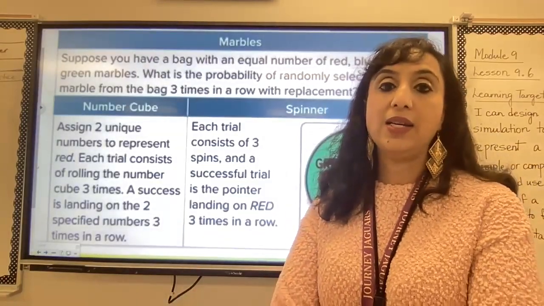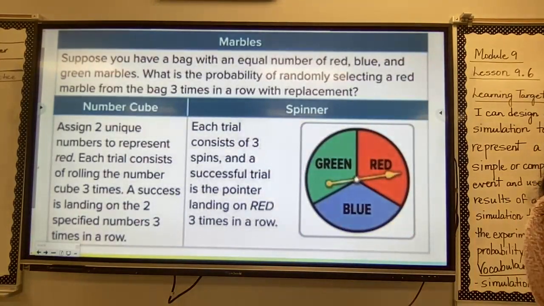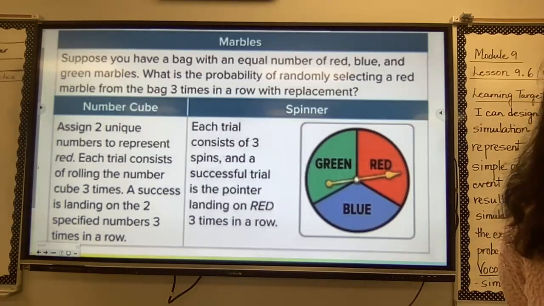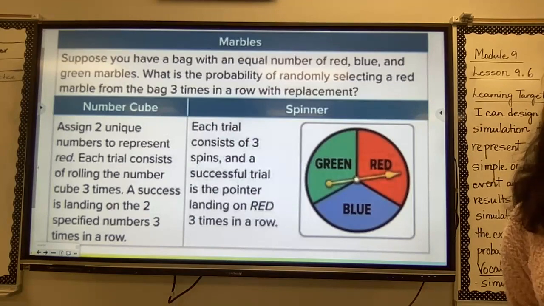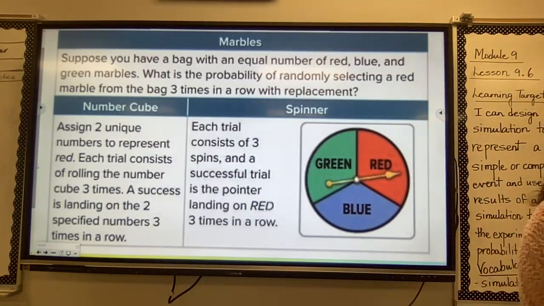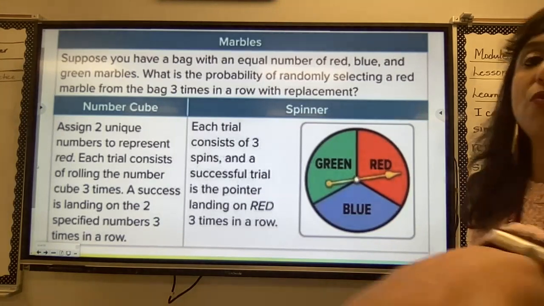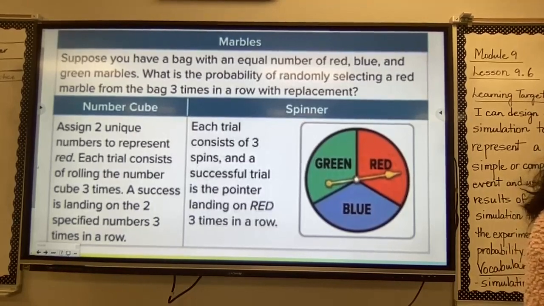Okay, and then we can use a spinner. As you can see, I have green, red, blue, 3 different sections. A successful trial is the pointer landing on red 3 times in a row. Okay, so because we talked about 3 times in a row with replacement for both of these, landing on the two specified numbers 3 times in a row, and same thing over here, 3 times in a row. So this is a great way to show simulation.